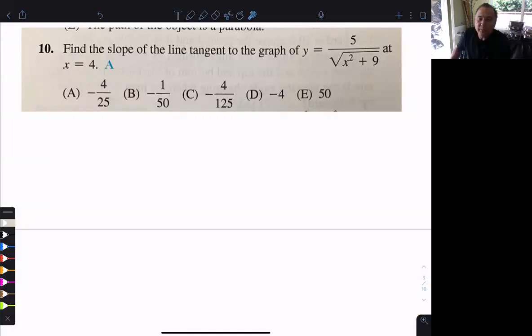So these are the AP review questions from chapter 3, number 10. So slope of the line tangent. Hopefully you all think immediately the derivative at that point. So basically we're asking for the derivative. Now, some might do quotient rule.